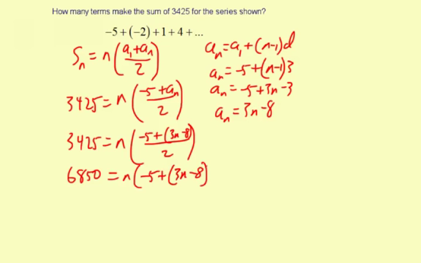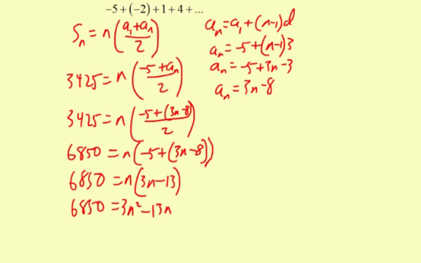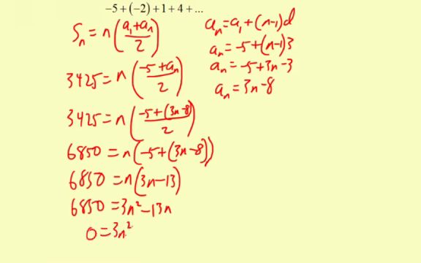Now I'm going to simplify inside the parentheses here. 6,850 equals n, and then it's going to be 3n minus 13. Let me distribute the n here. It's going to be 6,850 equals 3n squared minus 13n. Oh, this is a quadratic equation. So what I'm going to do is subtract the 6,850, so we'll get 0 equals 3n squared minus 13n minus 6,850.